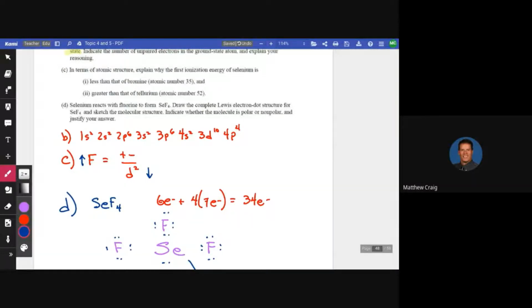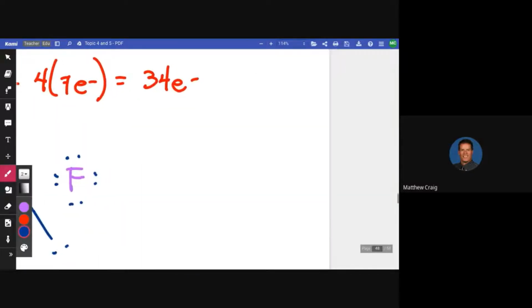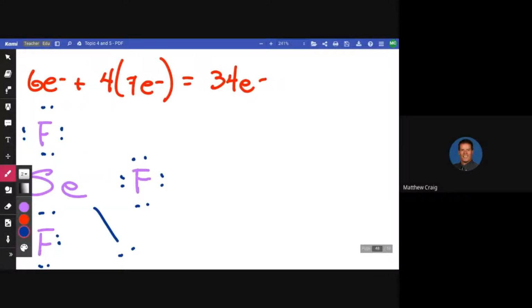Molecular structure hasn't been asked for in a while, but it's not a bad idea to know how to draw it. The molecular structure only shows the atoms and the connections associated with them. So it would look like this.